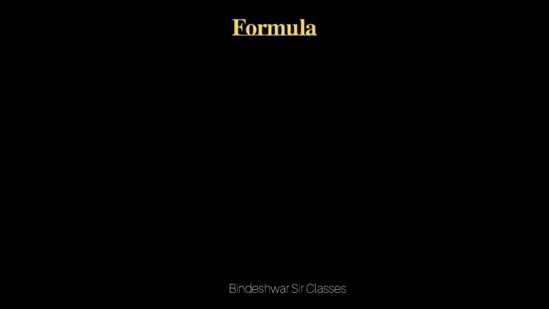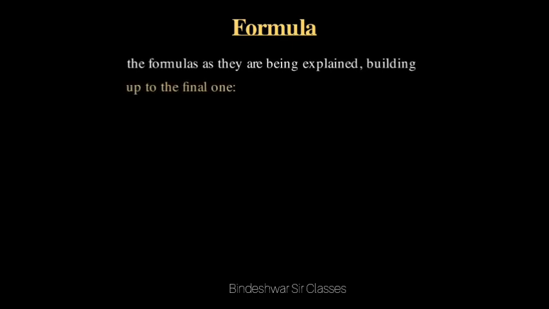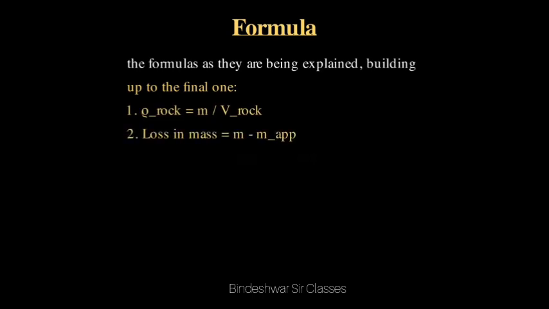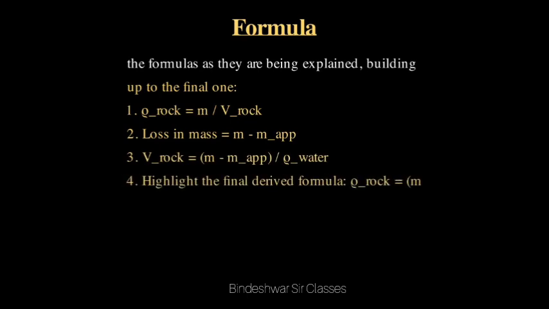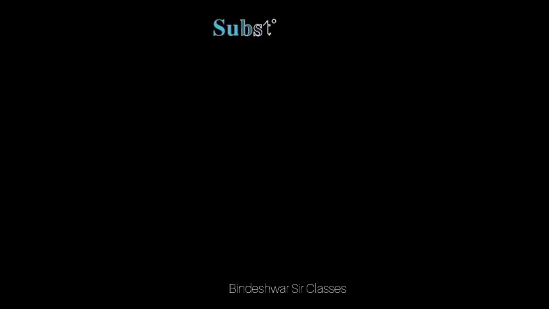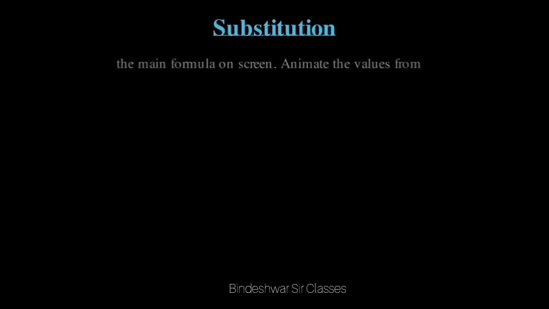Let's set up our formulas. The density of the rock, rho rock, is its mass divided by its volume, m over v rock. From Archimedes' principle, the loss in mass, m minus mAp, equals the mass of the displaced water. This mass is the volume of the rock times the density of water. So, v rock equals m minus mAp divided by rho water. Combining these, we get our main working formula, rho rock equals m times rho water, all divided by m minus mAp.